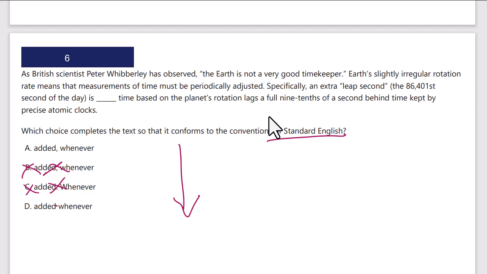Whenever is basically our subordinating conjunction at the end of an independent clause. So we'll have an independent clause, and when a subordinating conjunction and dependent clause follow, there's usually no comma. He came over to dinner after the food was cooked. There's no comma before "after." So with subordinating conjunctions, we don't use the comma. D is the answer.